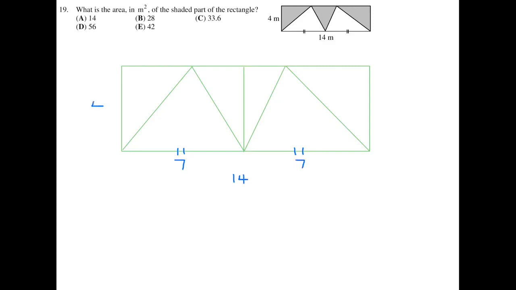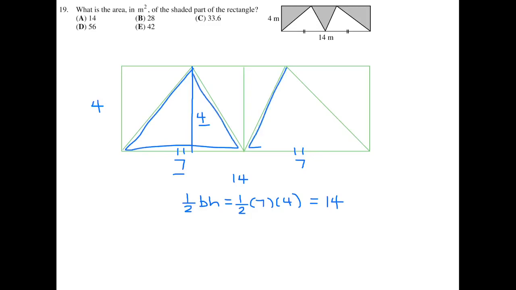All right? And then this side they've given you is 4. So if you were to draw a perpendicular from this side to that side, that would also be 4. And therefore, these triangles right here, we can figure out the area of. And each of those would be 1/2 base times height. And the base of each of those is 7. And the height is 4. So that looks like 7 times 4 is 28. 28 divided by 2 is 14. So the area of this is 14, and so is the area of that.